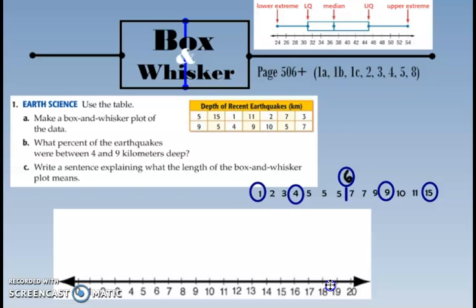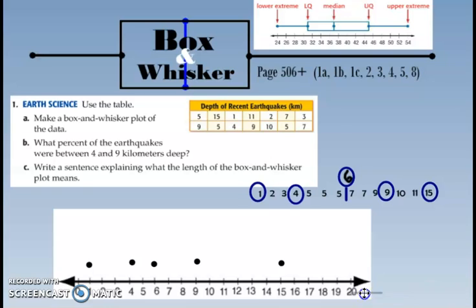Okay, and so now we're going to plot that on top of a number line. Okay, so we've got 1 as our lower extreme. Okay, we've got 4. And we've got 6. And we've got 9. Notice how I'm plotting them all above the number line. They're supposed to be all in a nice, neat, straight line, but that's not happening. Okay, and then we got 15 for the last one.